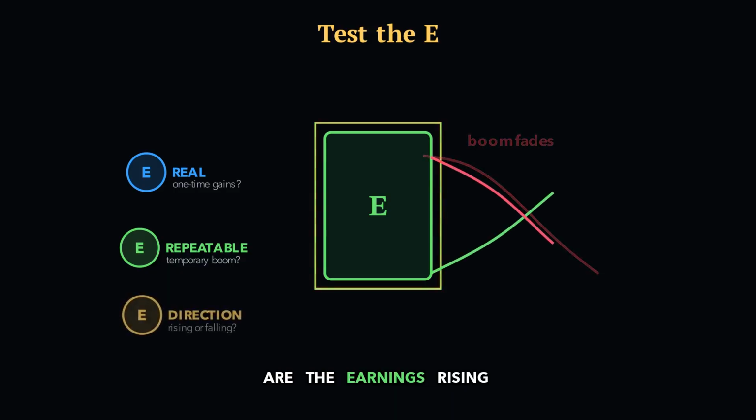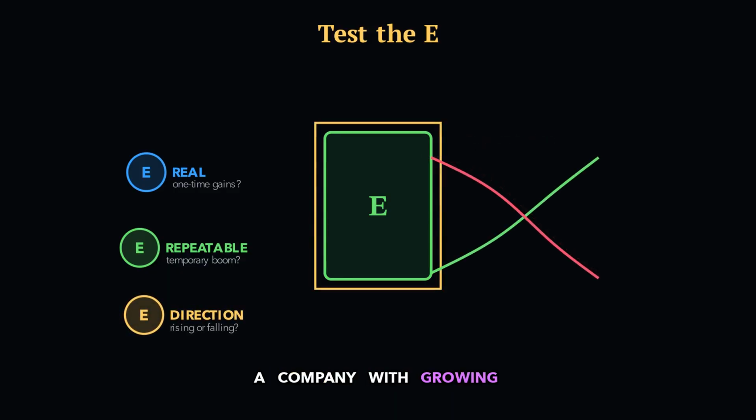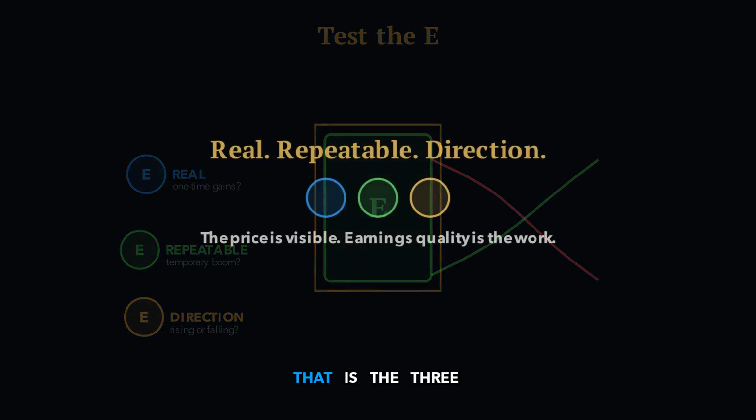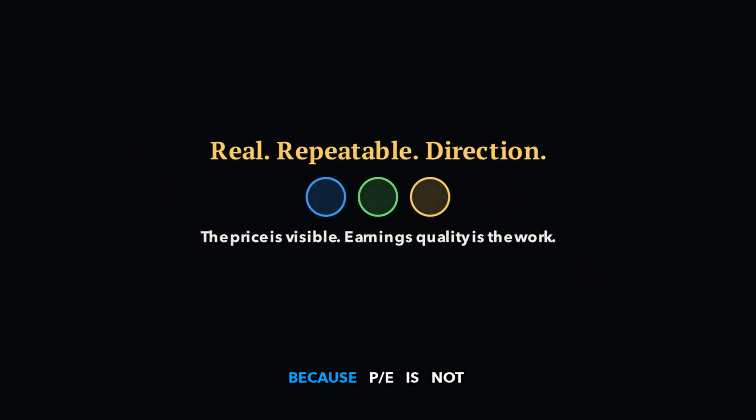Question 3, are the earnings rising or falling? A company with growing earnings can grow into a higher PE. A company with falling earnings can make a low PE disappear. Real, repeatable, rising or falling, that is the 3E test. Because PE is not really about the P. The price is visible. The earnings quality is where the work begins.